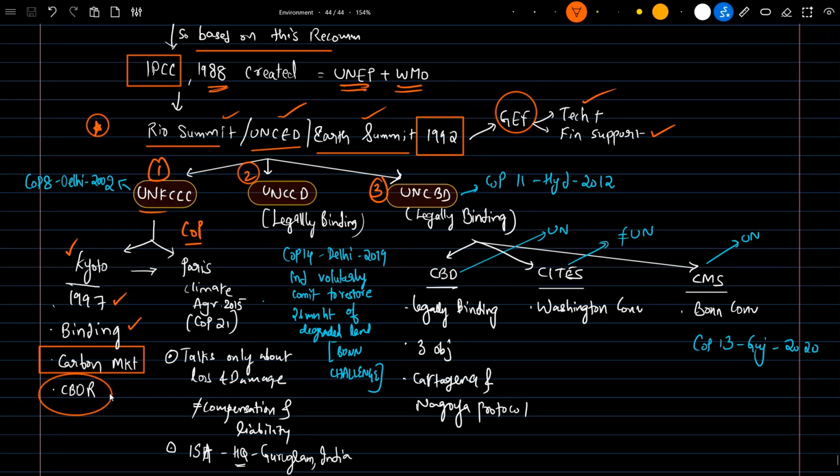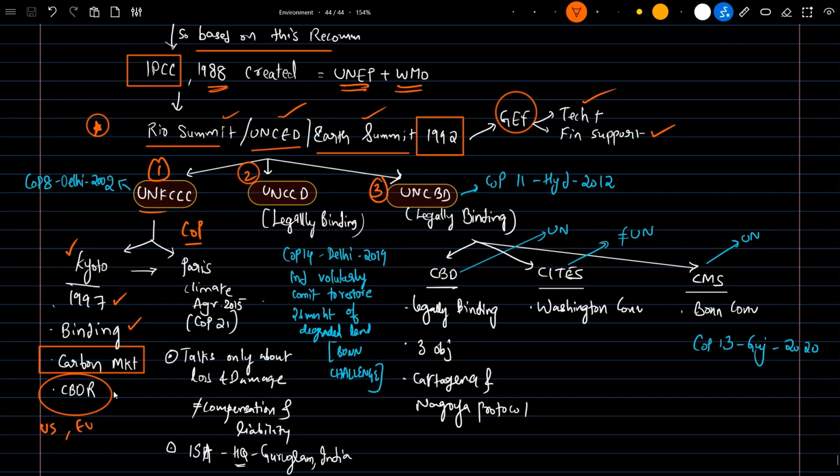So what does common but differentiated responsibilities mean? If we take the examples of the US, the EU, all these developed countries, they have been emitting carbon for a long time. There have been historical emissions by these developed countries. But there are third world countries like India and those in Africa, which have been emitting only in the recent past. So having the same control or regulation on two countries like the US and India is not fair. So this concept of common but differentiated responsibilities emerged.